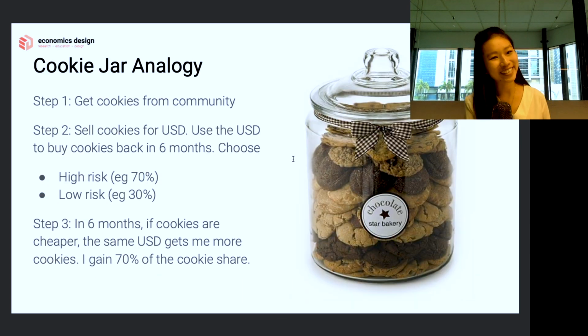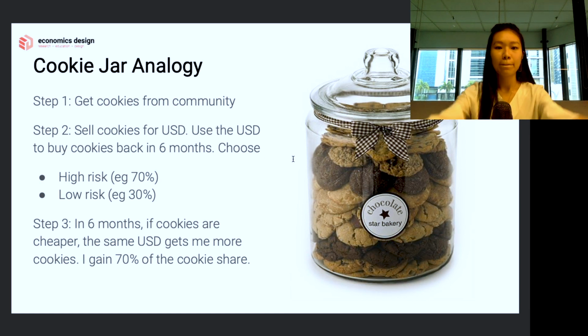Again, let's use cookie jars. Once again, we get cookies from the community. So instead of getting money, we get cookies. So everyone has a lot of cookies, everyone is a baker, everyone has a lot of great cookies. Then I keep the cookies. What I do, I take the cookies, I sell them to someone else for USD. So let's say it's worth $1,000. I take the $1,000. I don't have the cookies anymore. In 6 months' time, I tell everyone that I'm going to use this $1,000 to buy back cookies.